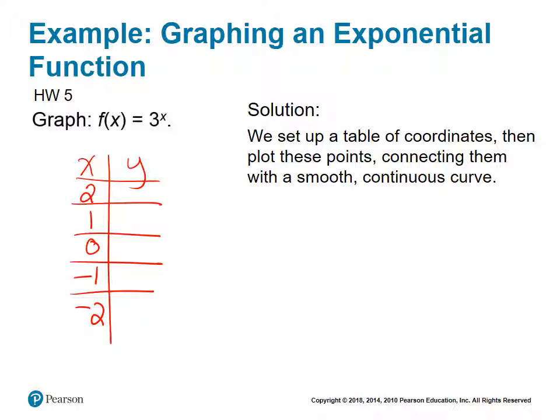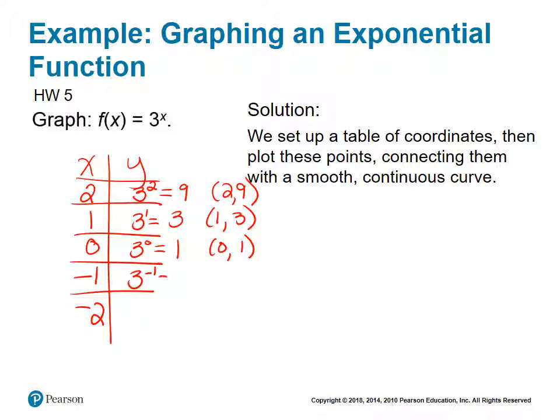Then we will substitute in the 2 for the x value. 3 squared is 9. So that means 2, 9 is a point on my graph. Substitute in a 1. 3 to the first is 3, so that means 1, 3 is a point on my graph. Substitute in the 0. Anything to the 0 power is 1. So 0, 1 is a point on this graph.